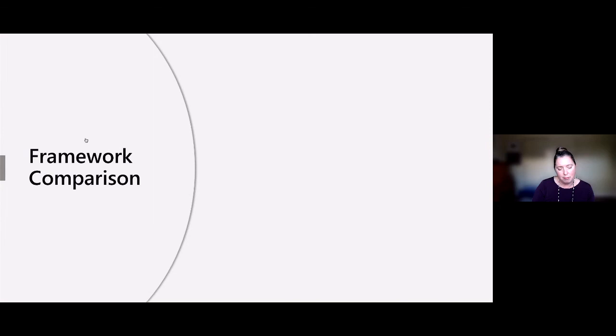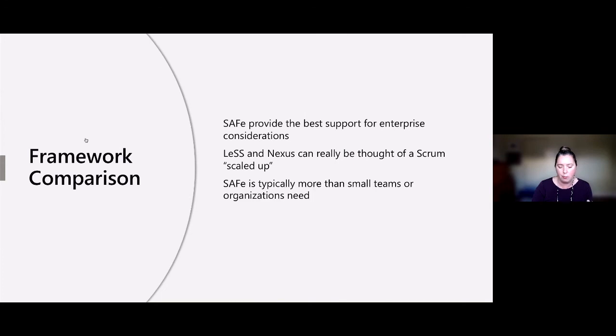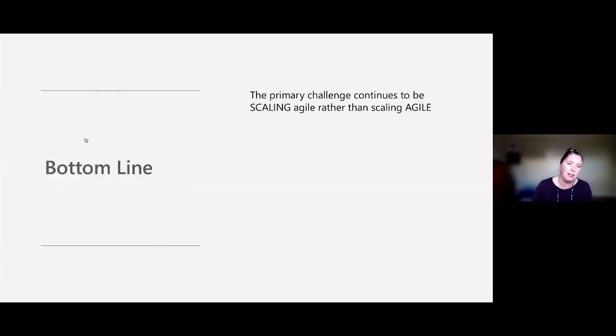So in conclusion, from a framework comparison perspective, I do think SAFe provides the best support for enterprise considerations. Nexus is really great for organizations who just want a simple way to scale Scrum up. That's going to really resonate with them. SAFe is typically more than small teams or organizations really need. Instead, we can think about distilling some of the common practices out. And really what you want to be thinking about here isn't necessarily scaling Agile, capital A Agile. We really want to think about scaling. That's the challenge that we have.